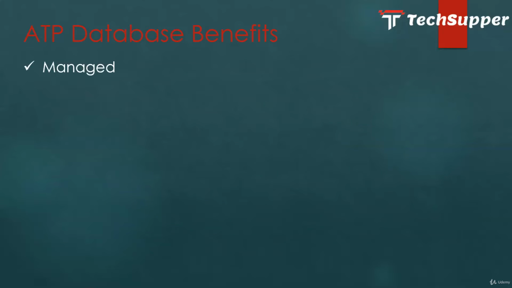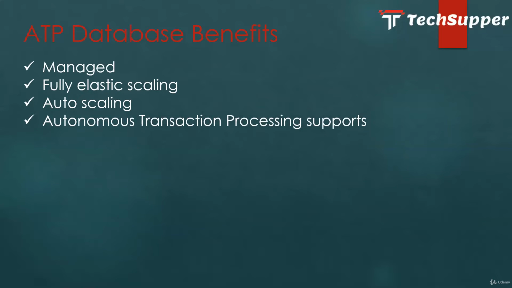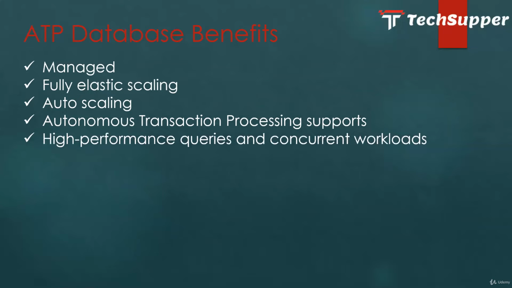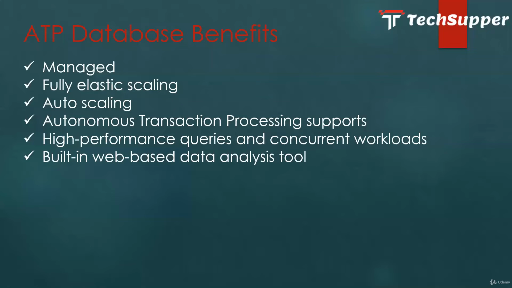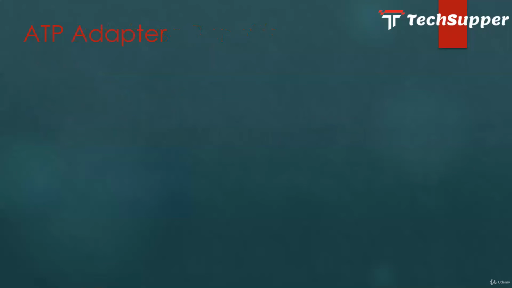What are the benefits which you get with ATP? It is fully managed, with fully elastic scaling, auto scale. The scale up and scale down will happen automatically depending on the need. Autonomous Transaction Processing supports high performance queries and concurrent workloads. It has a built-in web-based data analysis tool. It also has a database migration utility. So if you wanted to migrate your database from one instance to another instance, there's an inbuilt migration utility which can help to migrate the database.